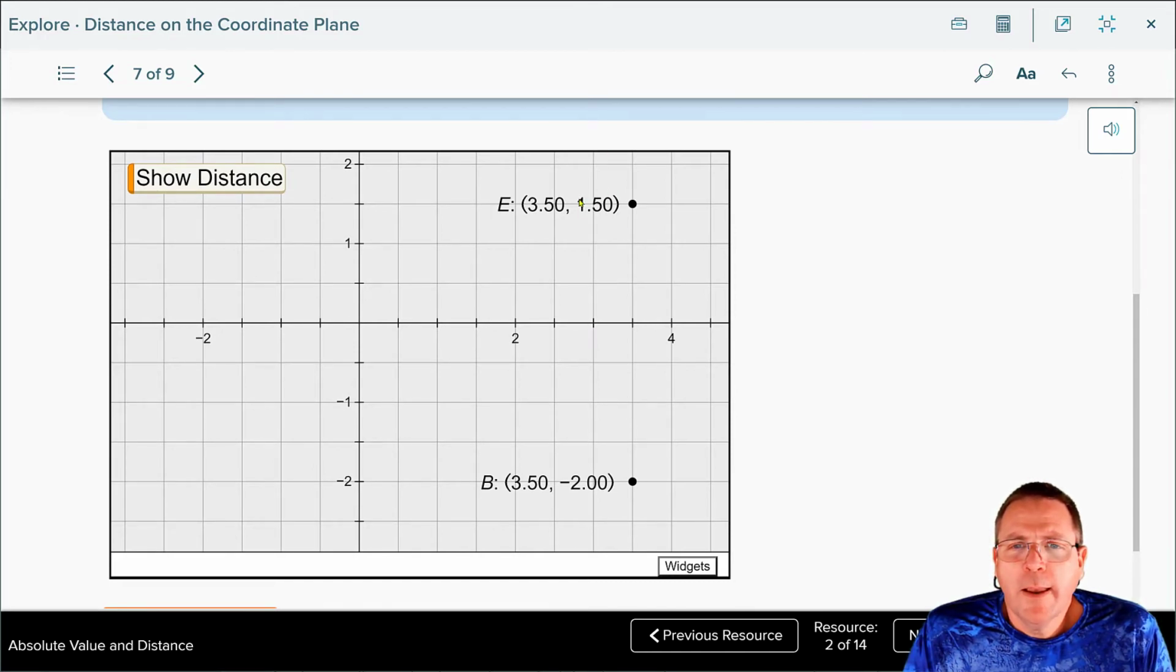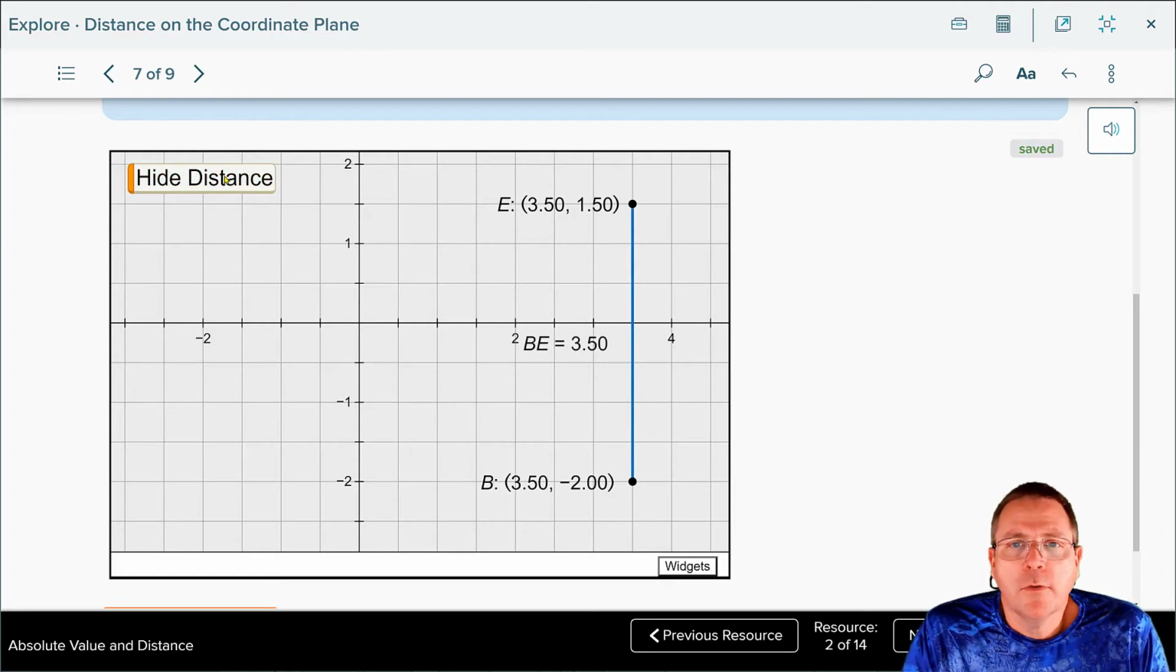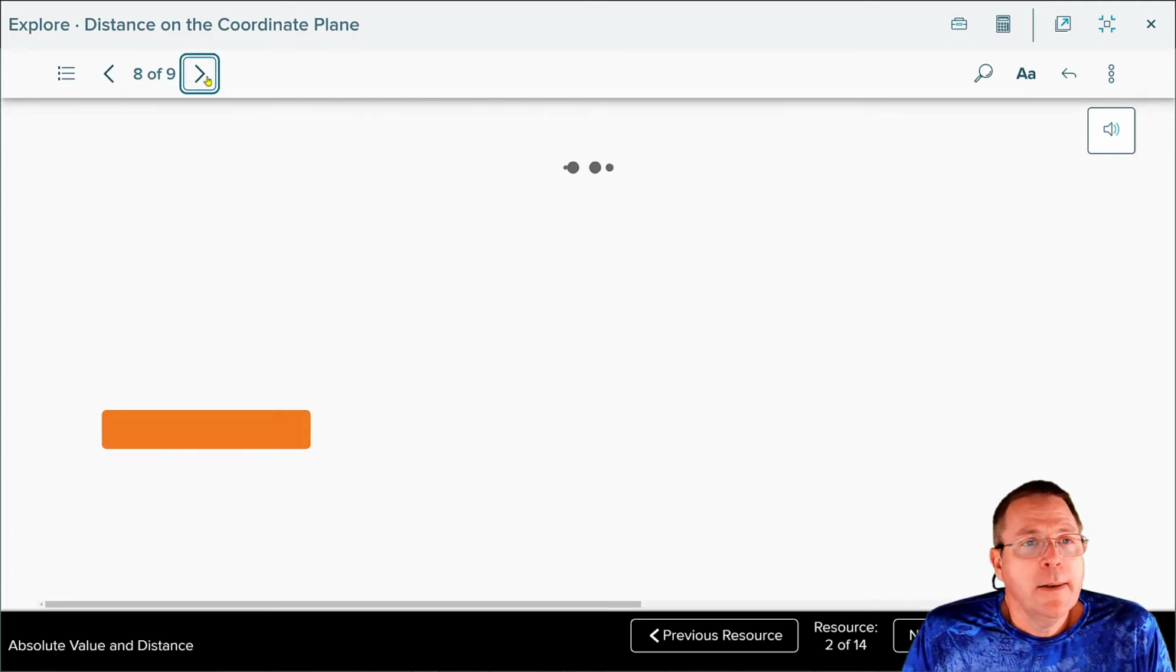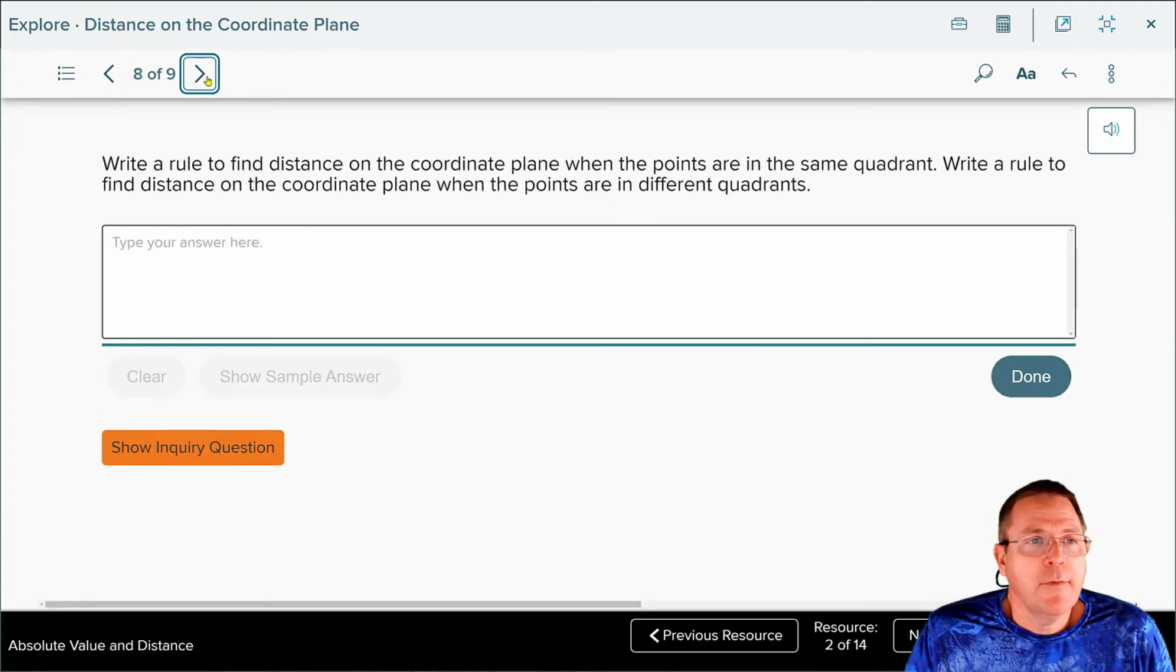But what was the absolute value of 1.5? It was 1.5. What's the absolute value of 2? It's 2, and if you add those values together, 1.5 and 2, you're going to get the same answer of 3.5. And that leads us into the last question they have here.